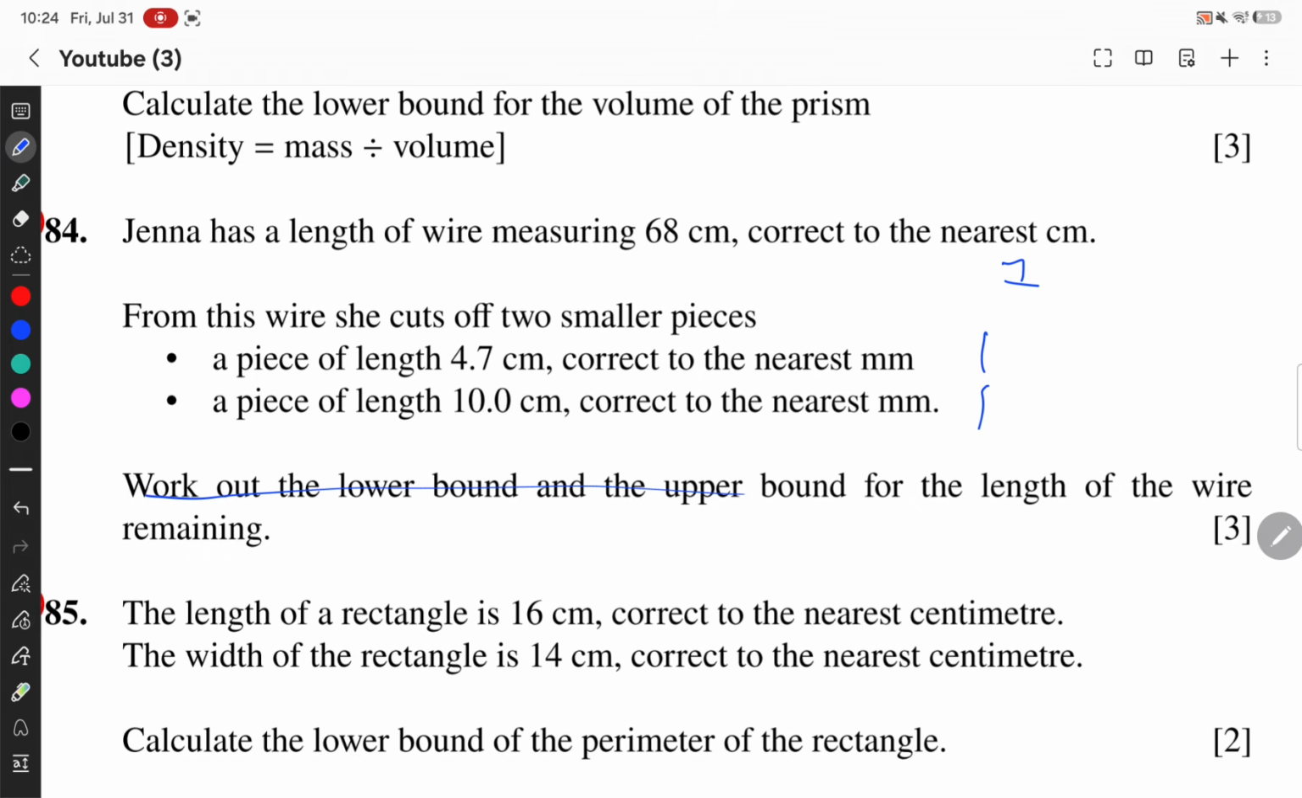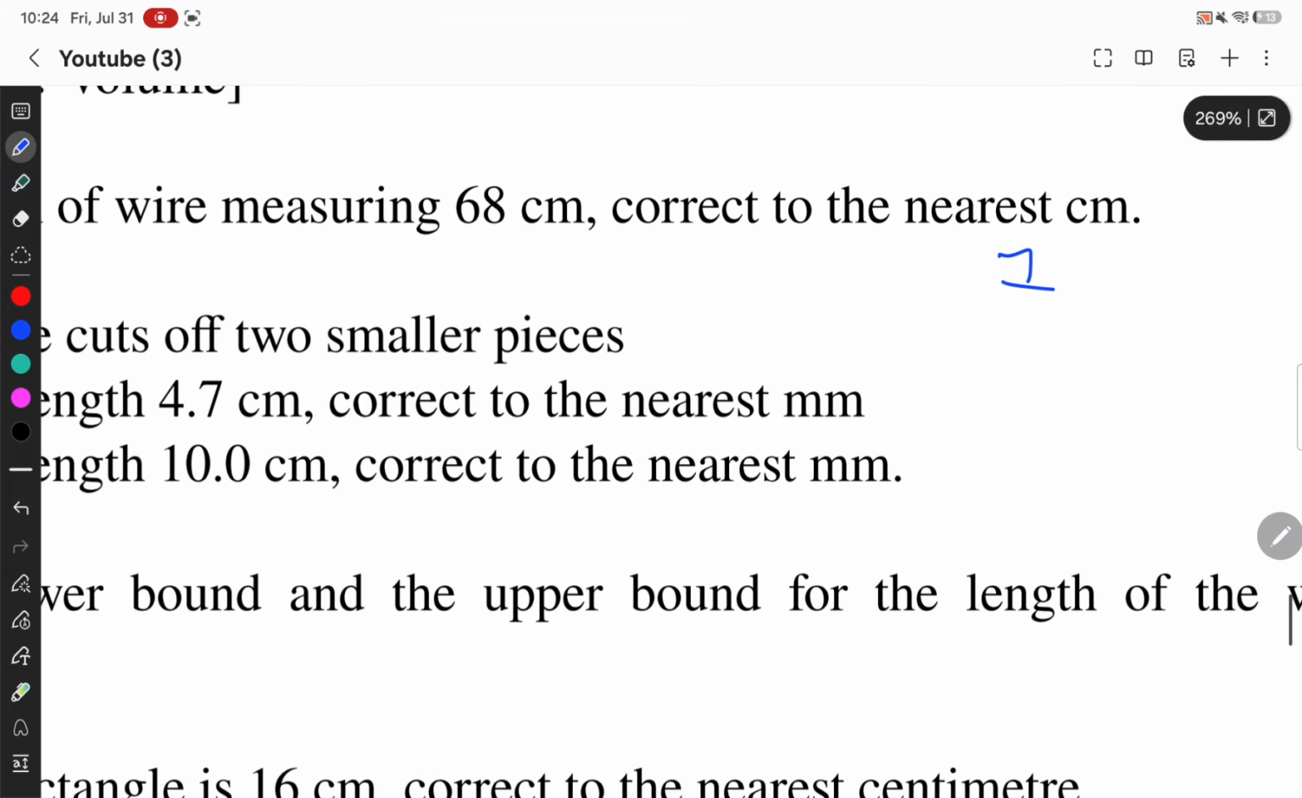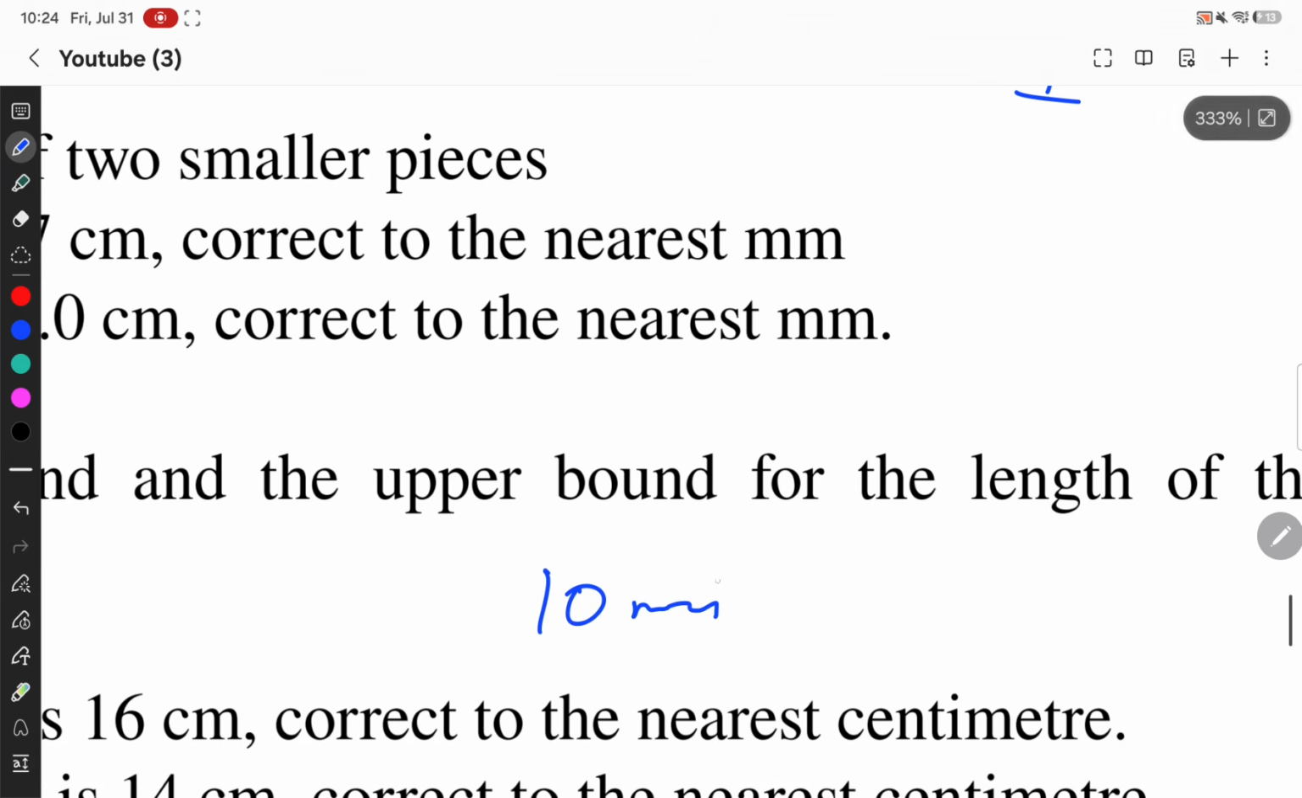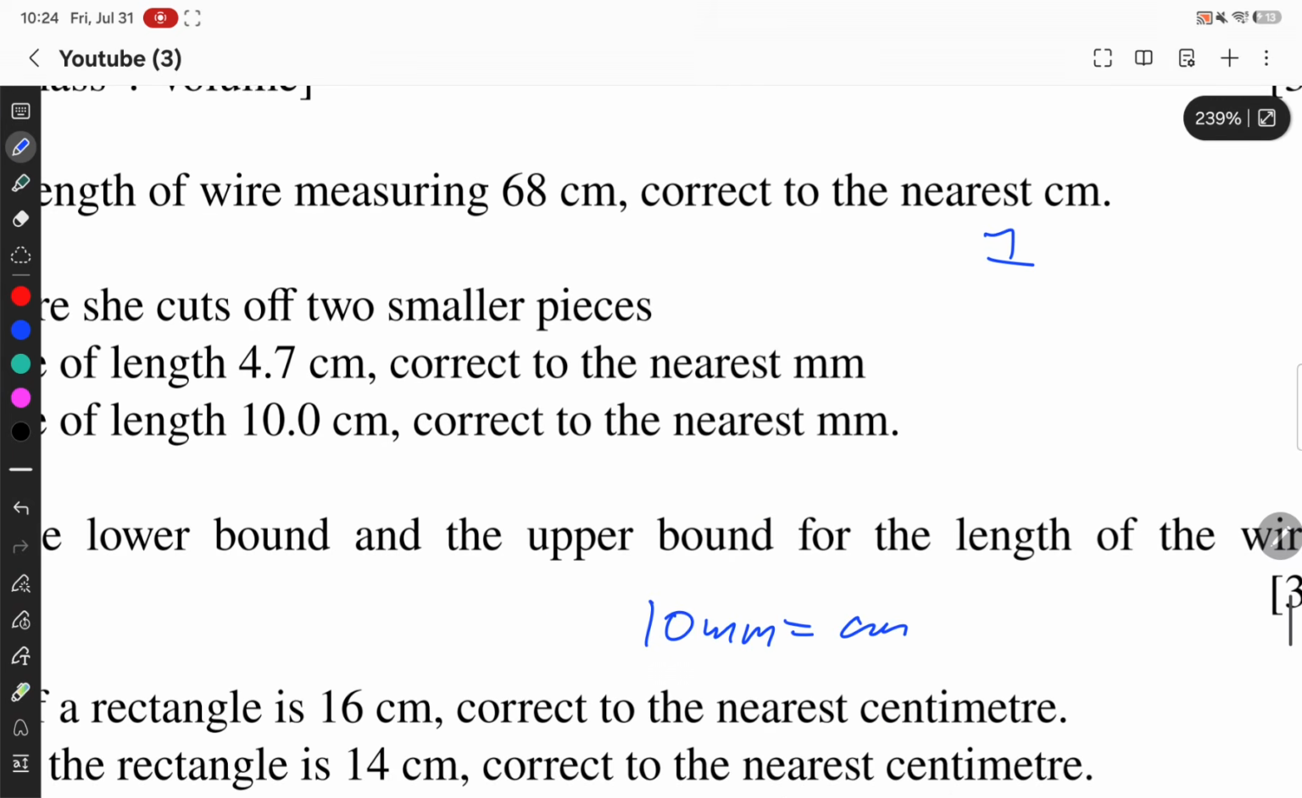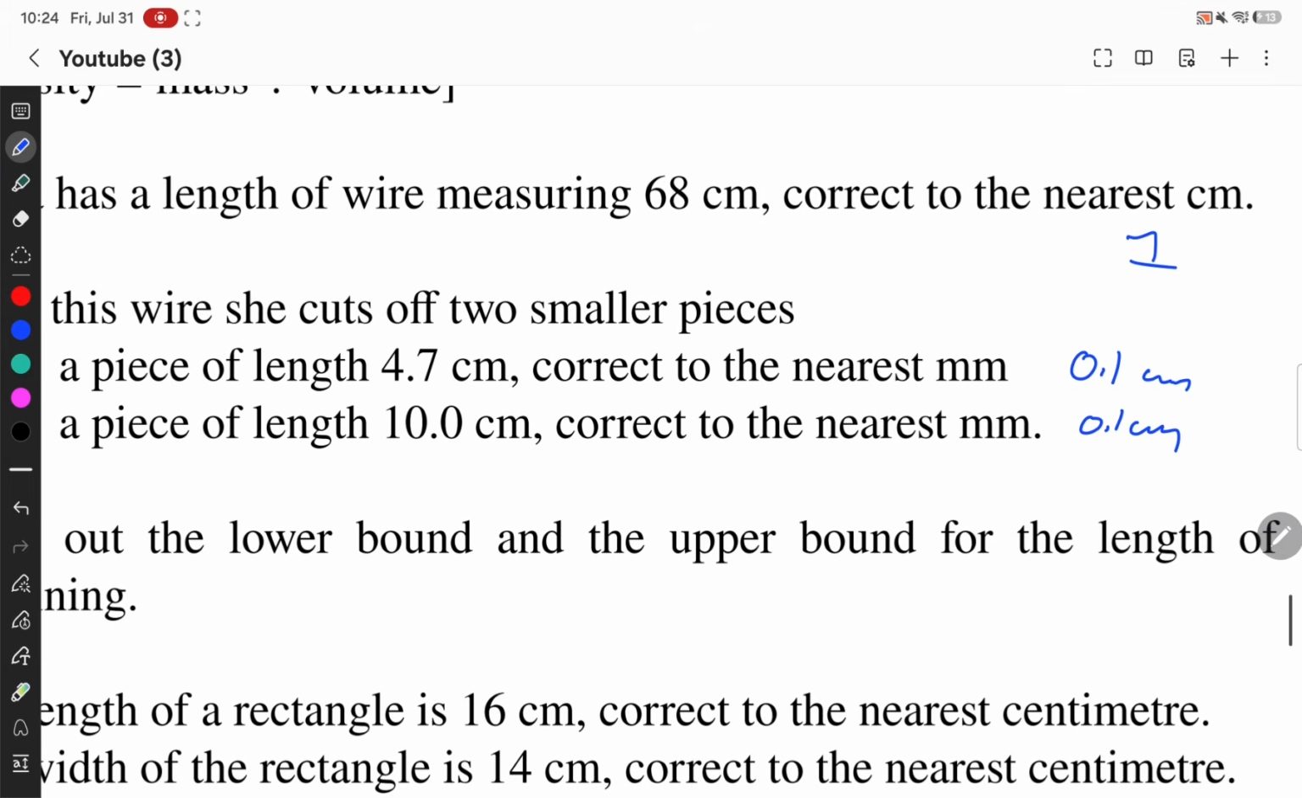Work out the upper bound and the lower bound for the length of the wire remaining. Now, we may give it as a centimeter or as a millimeter. I like centimeters because that's what I generally am comfortable with. So, millimeter to centimeter, what is it? There are 10 millimeters to make a centimeter. So, we do 4 nearest millimeter or the nearest 0.1 centimeter. This is our accuracy. You guys can read my handwriting then, okay.